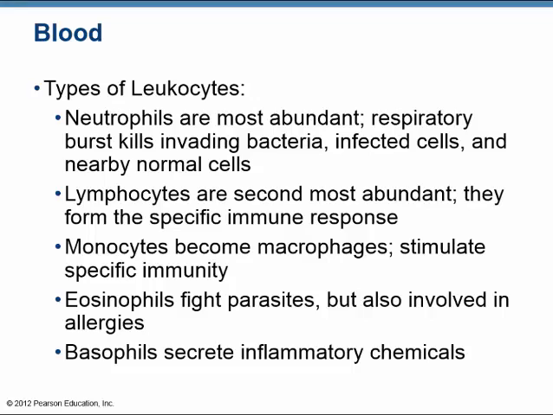Lymphocytes are the second most abundant. They form the specific immune response, such as producing antibodies. Monocytes, eosinophils, and basophils are all minor in terms of their percentages in the blood. Monocytes become macrophages and stimulate specific immunity. Eosinophils fight parasites, but they are also involved in allergies, and basophils secrete inflammatory chemicals.